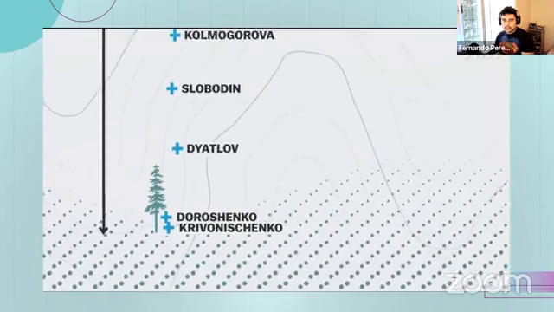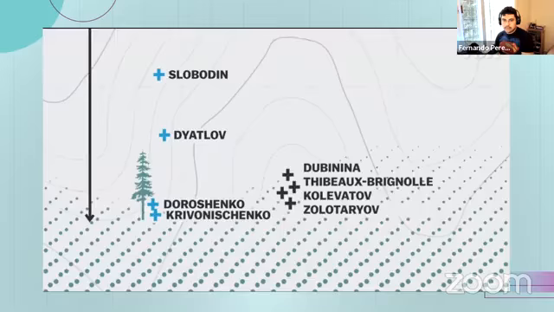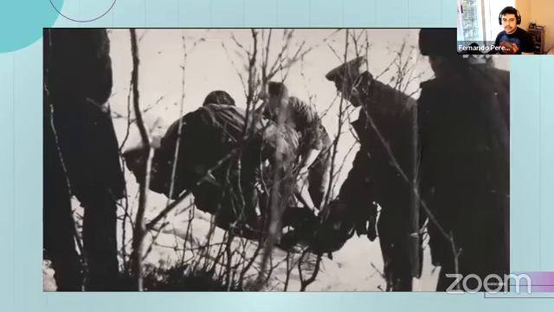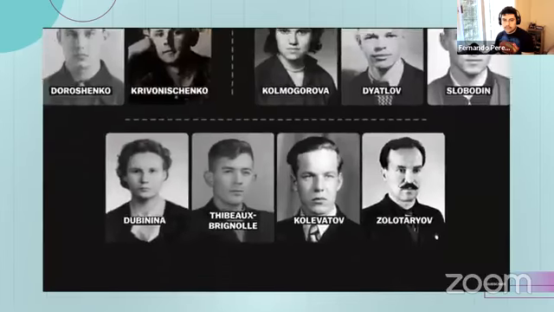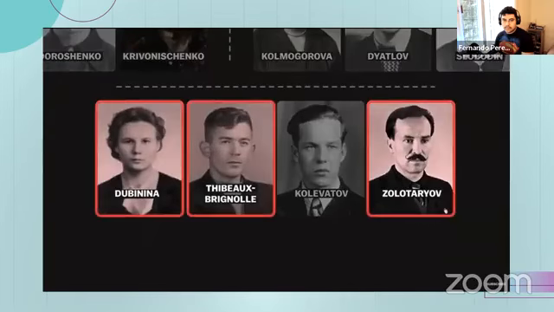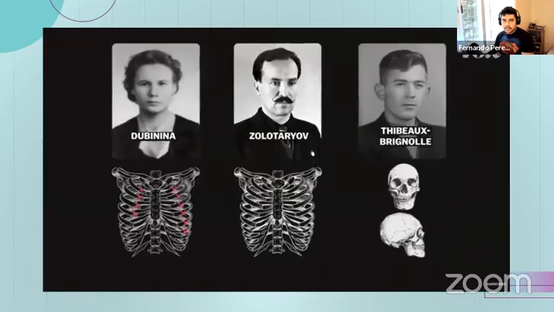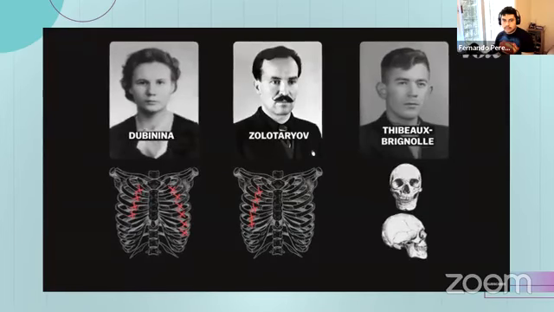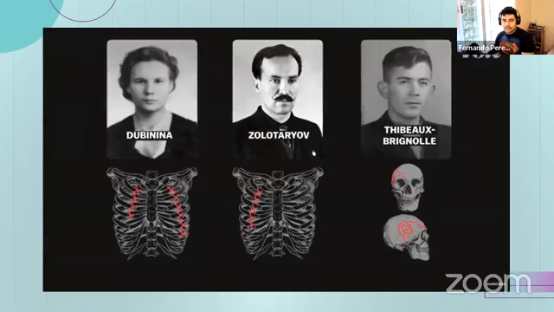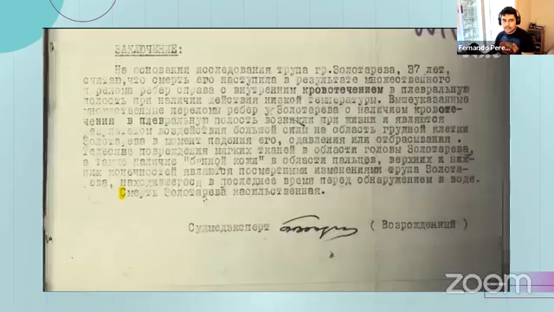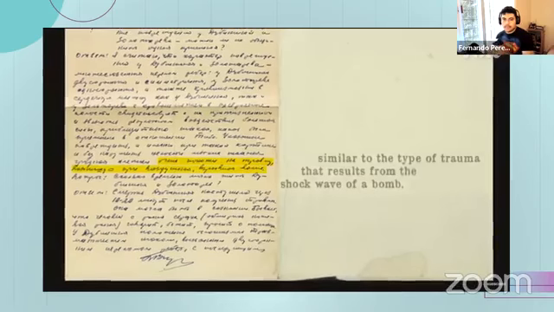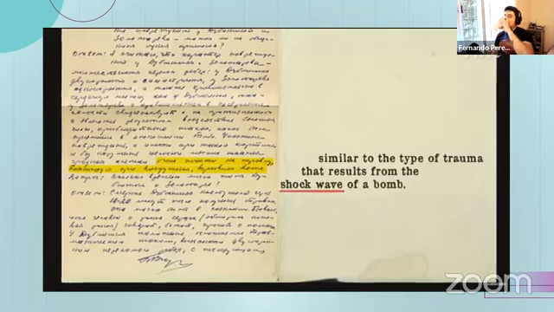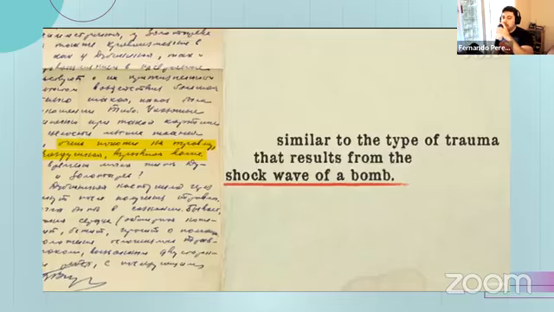The last 4 weren't found until about 2 months later, buried under 4 meters of snow in a ravine. And this is where the investigation starts to get more confusing, because unlike the rest of the group, 3 of them had experienced severe internal trauma. Dubinina and Zolotaryov had multiple broken ribs, and Thibaut Brignol had a major skull fracture, internal injuries that their autopsy reports determined were fatal. The investigation's forensic expert compared their injuries to the trauma that results from the shockwave of a bomb. But there was more.